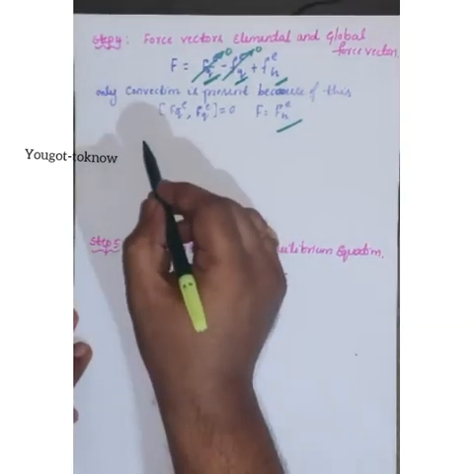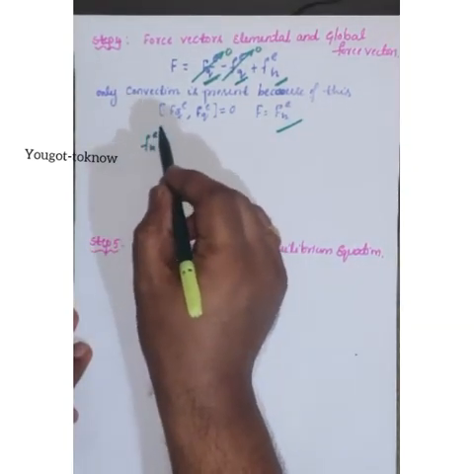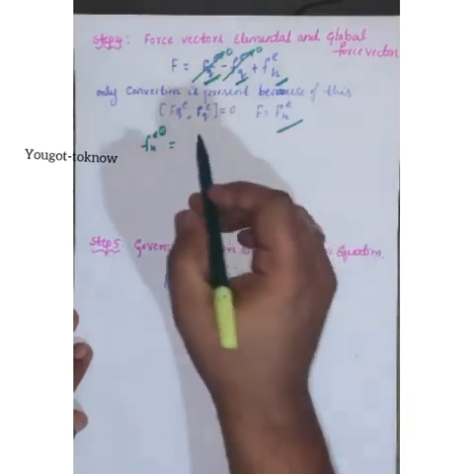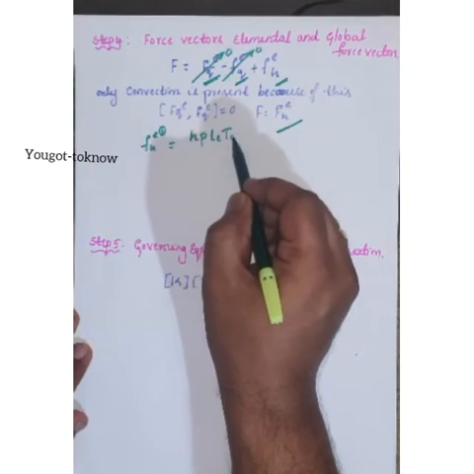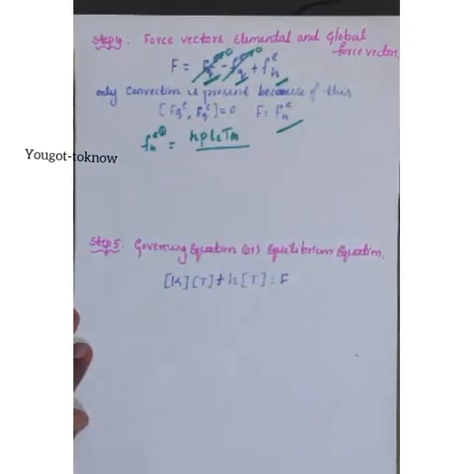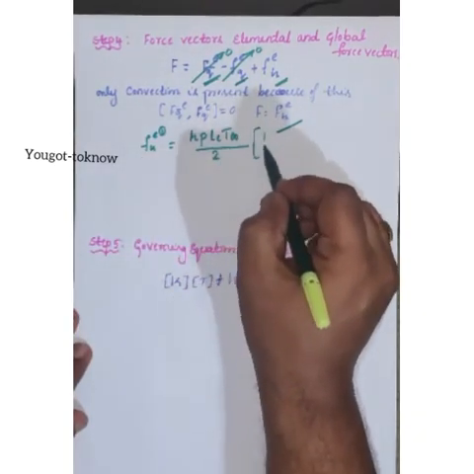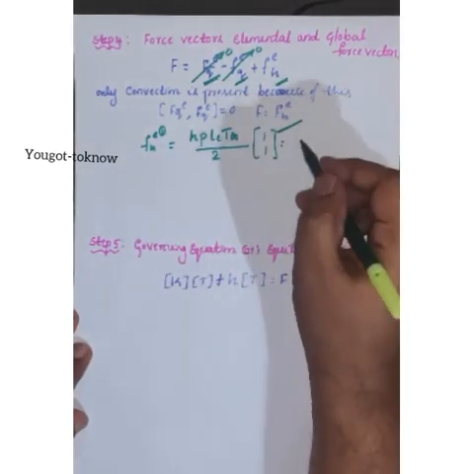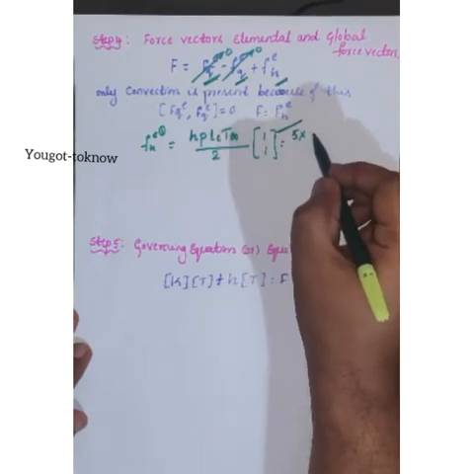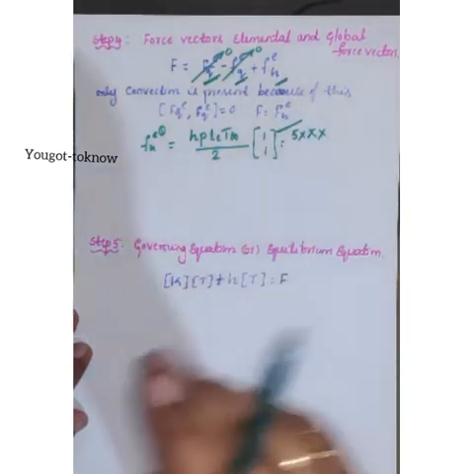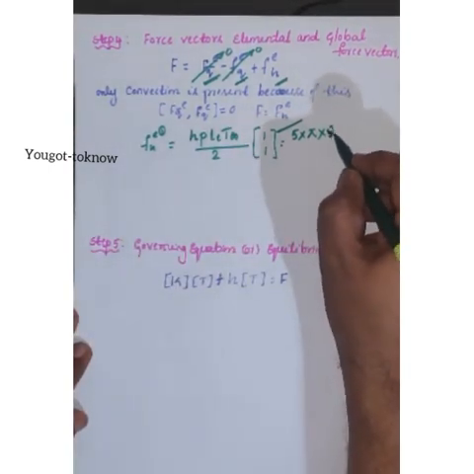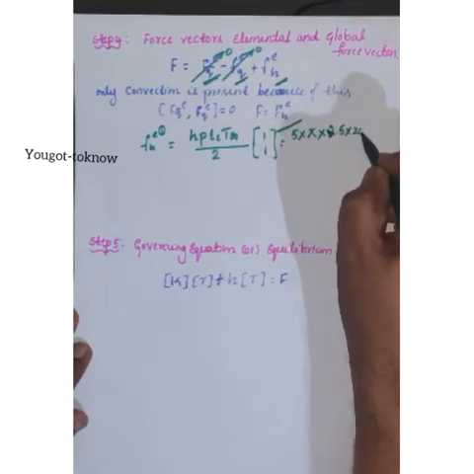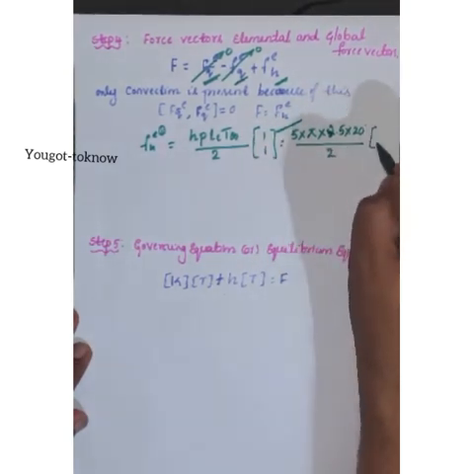Then what is FHE? See, FHE for element 1, because convection is completely surrounded, correct? That is H into P into LE into T infinity divided by 2 into 1, 1. Now, substitute. What is H value? H value, you know that, 5. P you have already calculated. What is P? P is equal to pi into D, 5, correct? Into what is your length of the element? Length of the element is 2.5. Then what is T infinity? 20 degrees Celsius divided by 2, 1, 1.